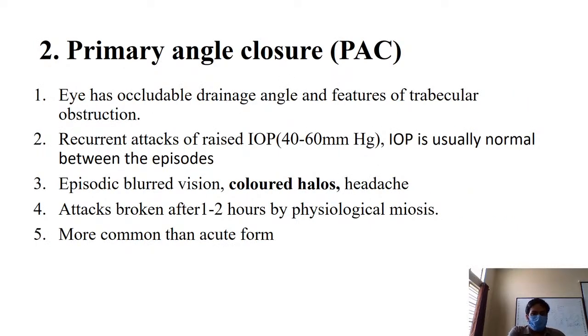What is primary angle closure? In this, the eye has an occludable drainage angle and features of trabecular obstruction. There will be recurrent attacks of raised IOP, and IOP is usually normal between these two episodes.